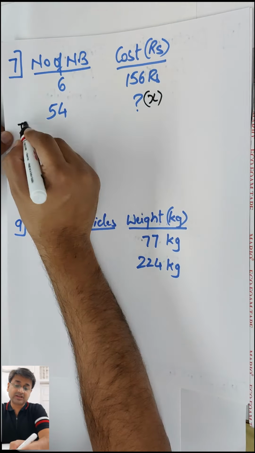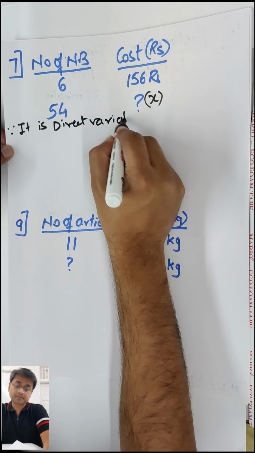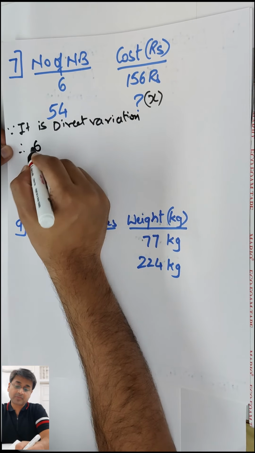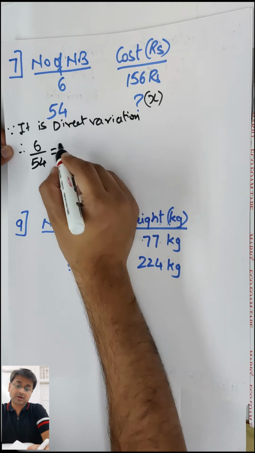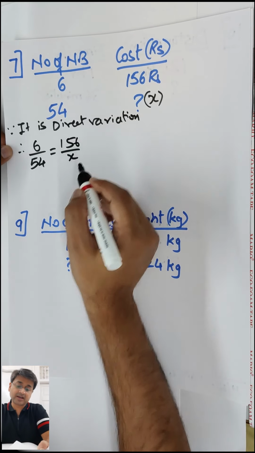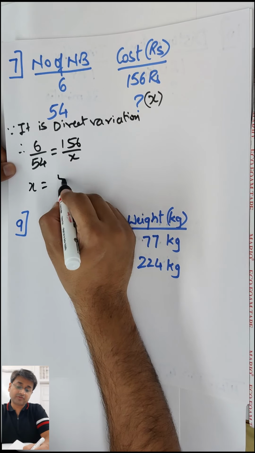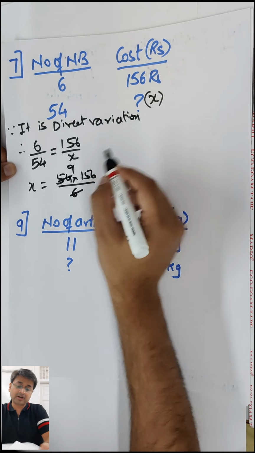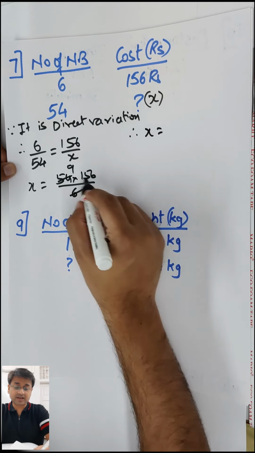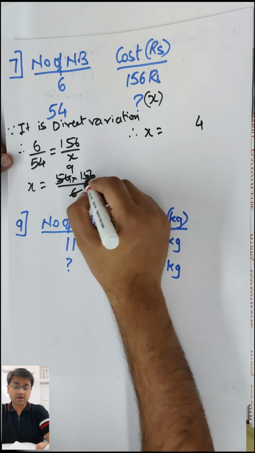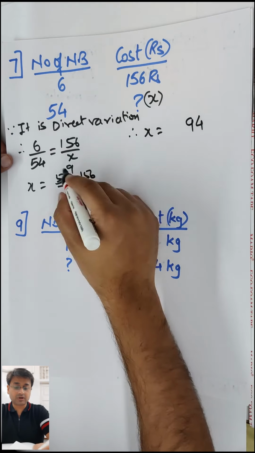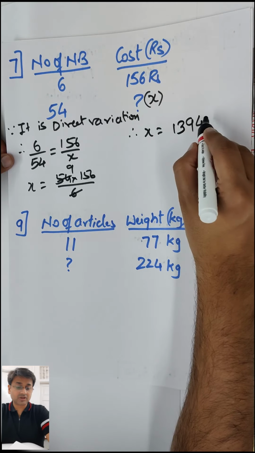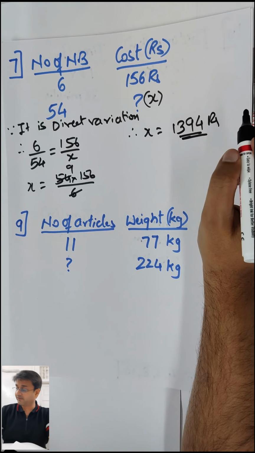So we will say, since it is direct variation, therefore 6 by 54 equals 156 by x. So x will be 54 into 156 by 6. 1 times 9 times. So therefore x is 9 6s are 54, 4 9s are 36, 9 plus 4 is 13. So it should cost you 1394 rupees.